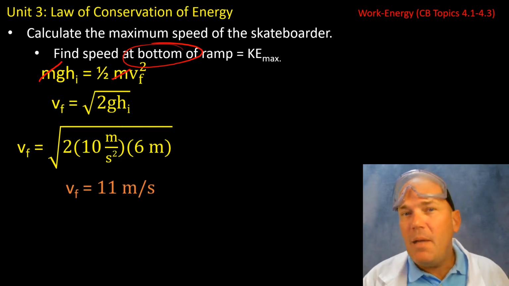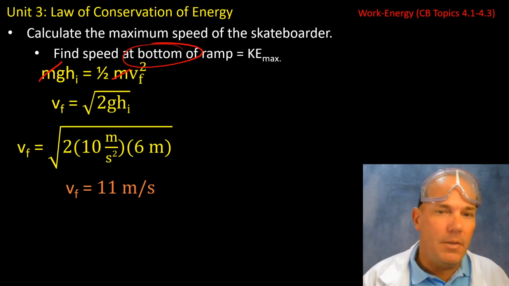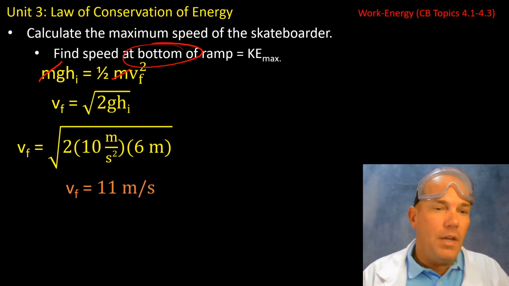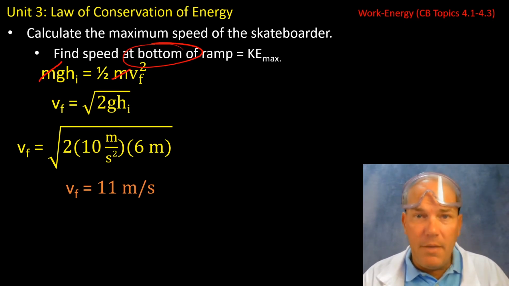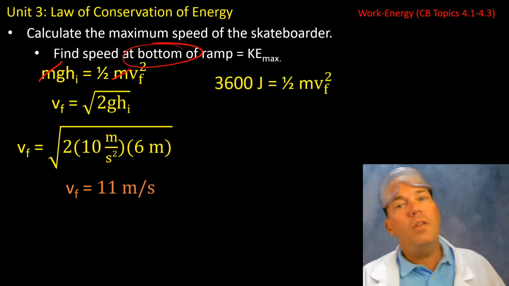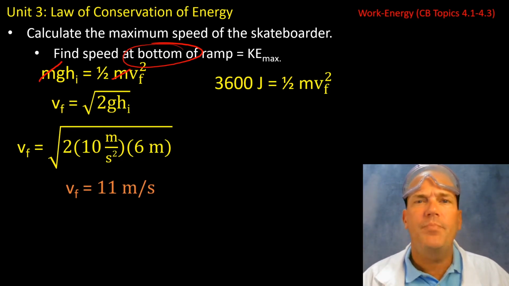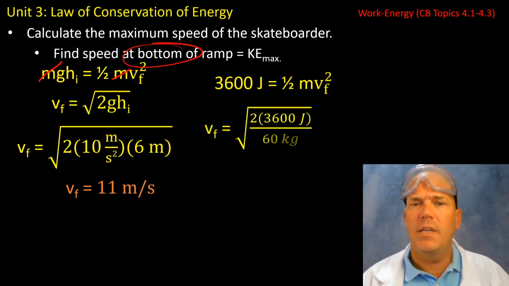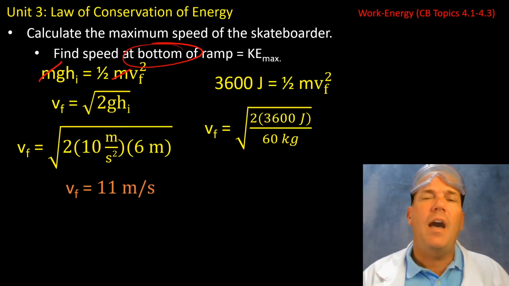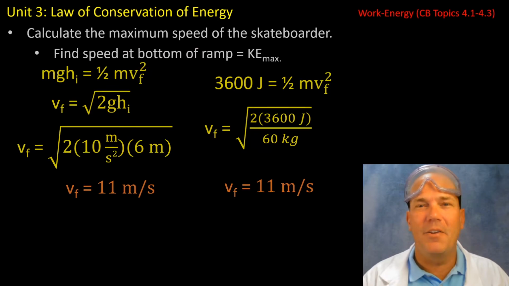Take a look at the speedometer as the skateboarder goes back and forth. It's right around 11 meters per second. Now, there's another way. It's really all the same. Remember, we already determined the total energy in the system, and we're saying all of that energy is being converted into kinetic energy. So we could also just say 3,600 joules equals kinetic energy final. We could take these values algebraically, solve for V final, and we get the exact same answer of 11 meters per second in this scenario.